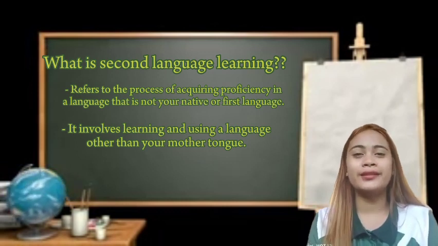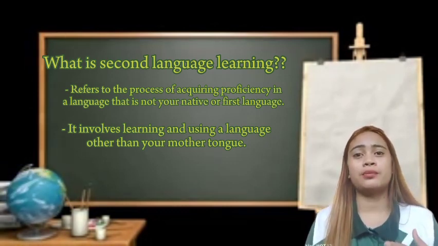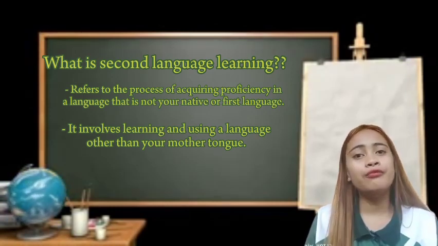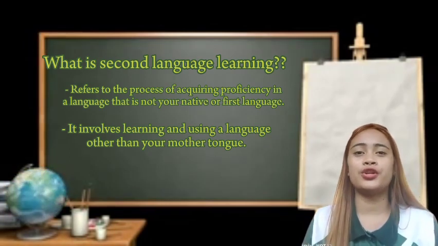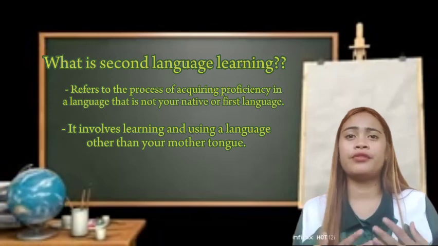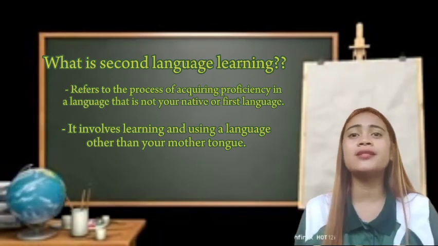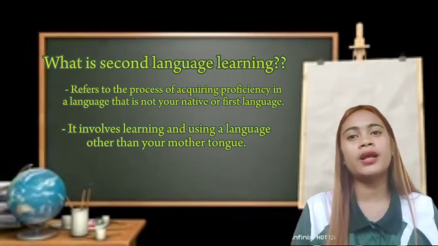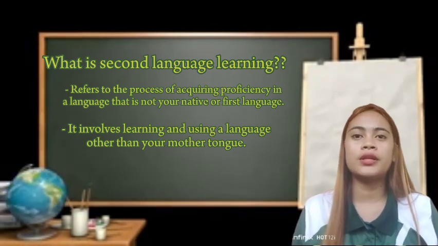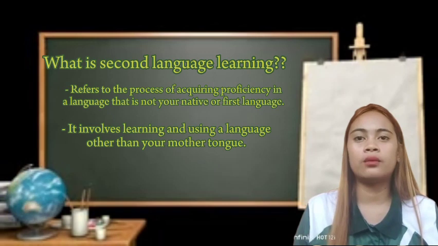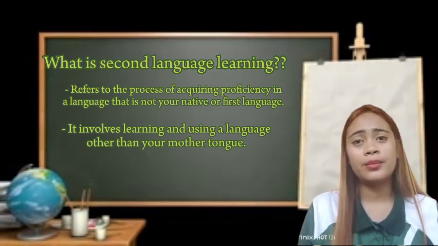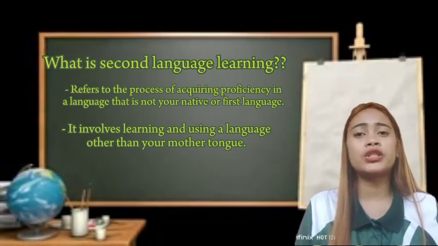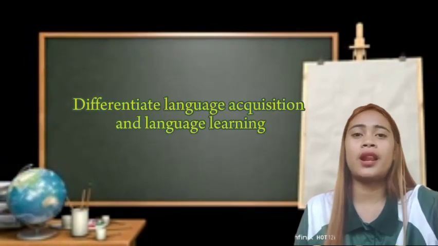So what is second language learning? It refers to the process of acquiring proficiency in a language that is not your native or first language. It involves learning and using a language other than your mother tongue. Second language learning can occur in various contexts such as informal education settings, language courses, immersion programs, or through self-directed study. It typically involves learning grammar, vocabulary, pronunciation, and cultural aspects associated with the language. Second language learning can be a dynamic and ongoing process, with individuals at different levels of proficiency, depending on their exposure, practice, and dedication to mastering the language.